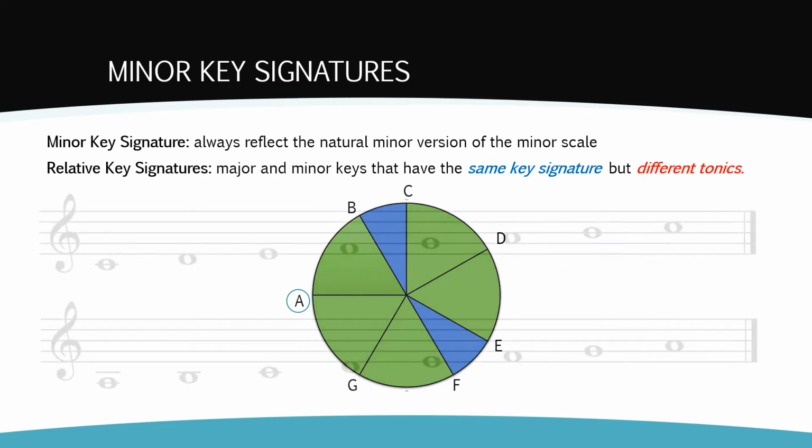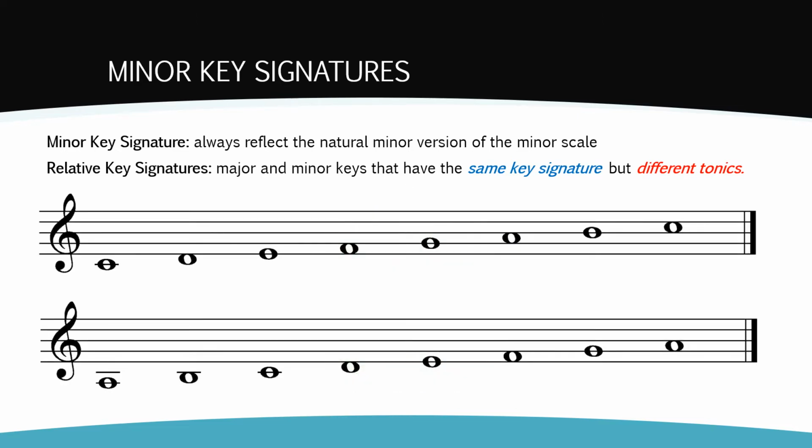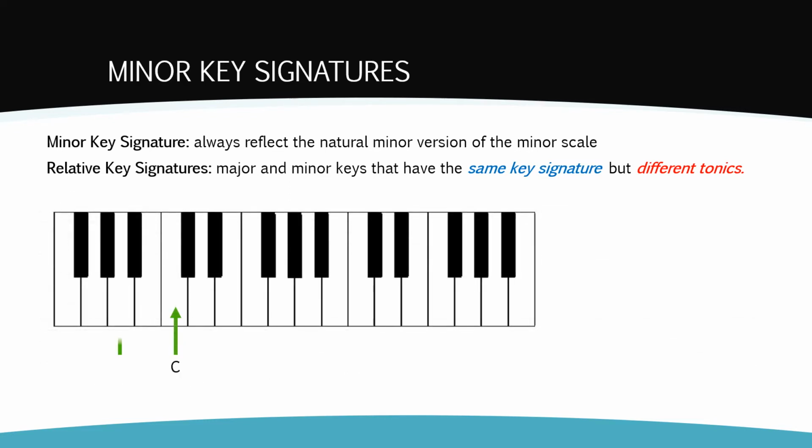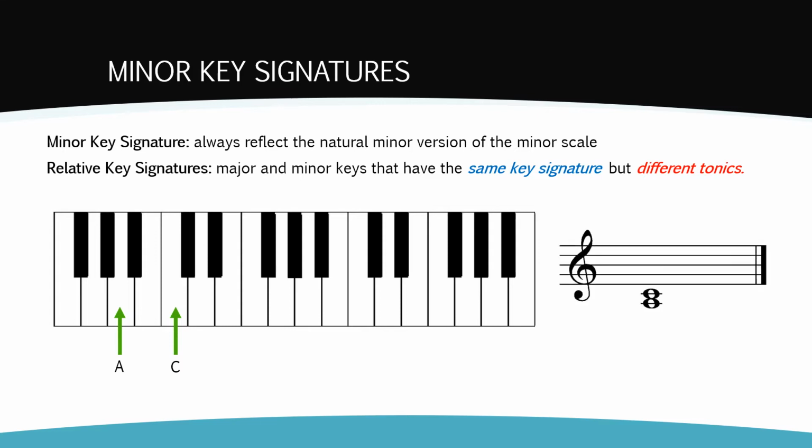Let's look at the distance between the 2 tonics of relative scales. Here is C on the keyboard, and here is A. Here they are on the staff. These pitches are a minor third apart. We can use this information to determine the relative minor of any major key signature.